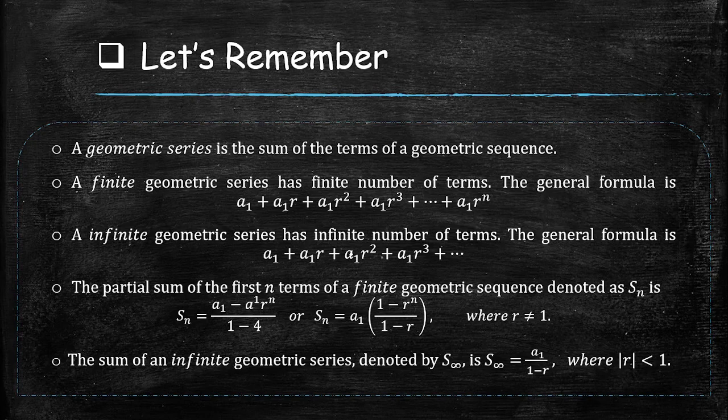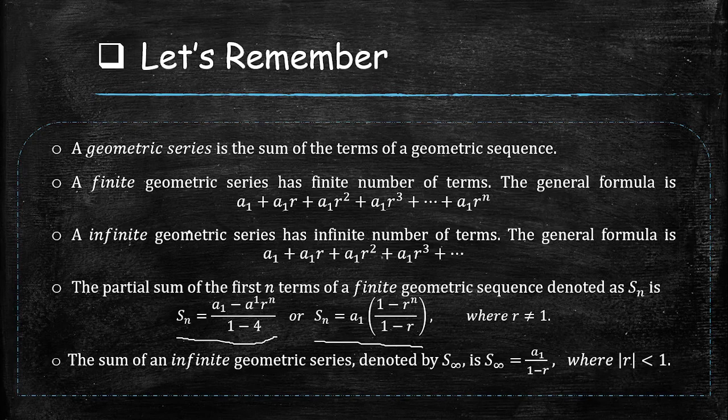The general formula is a sub 1 plus a sub 1 times r plus a sub 1 times r squared plus a sub 1 times r cubed plus so on and so forth. The partial sum of the first n terms of a finite geometric sequence is denoted as S sub n. S sub n is equal to a sub 1 minus a sub 1 times r raised to n divided by 1 minus r. Or S sub n is equal to a sub 1 times 1 minus r raised to n divided by 1 minus r. Again, this is the first formula, this is the second formula.